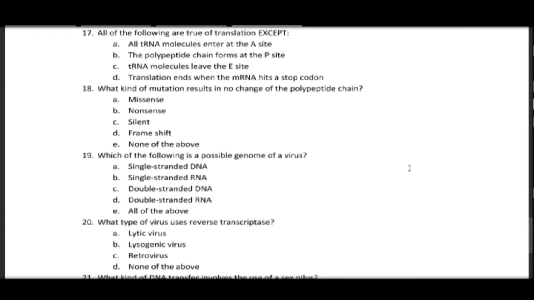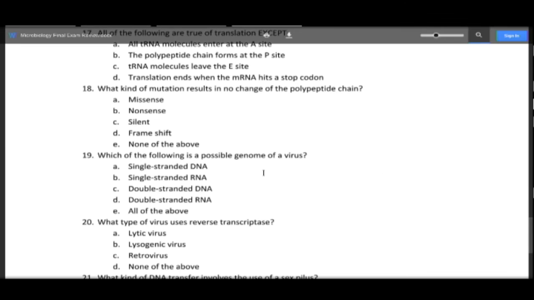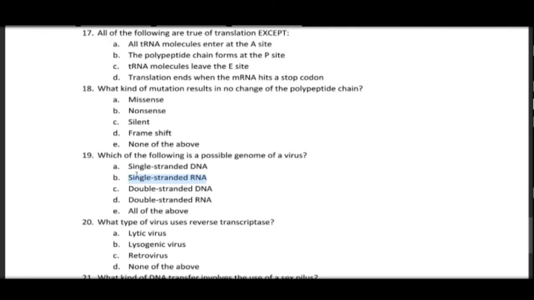Okay. And then 19 says, which of the following is a possible genome of a virus? A says single-stranded DNA, B says single-stranded RNA, C says double-stranded DNA, and D is double-stranded RNA. The one you may be most familiar with would be single-stranded RNA. But actually, the genome of a virus could be single-stranded, it could be double-stranded, and it could also contain DNA. I think the MCB virus is one of those examples that contain DNA, and they can also use that DNA to make RNA, so they contain both of them.